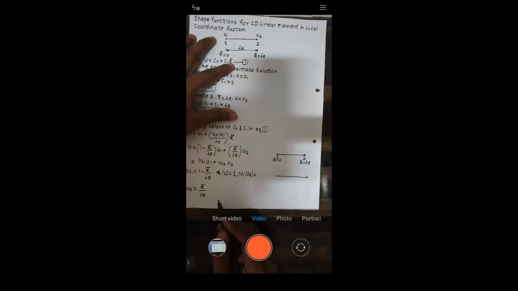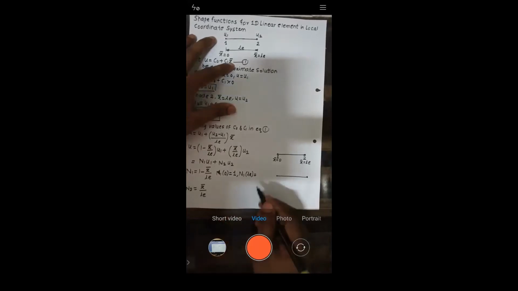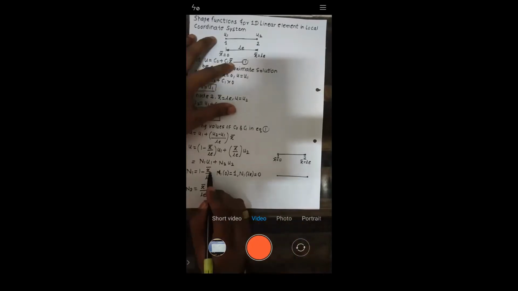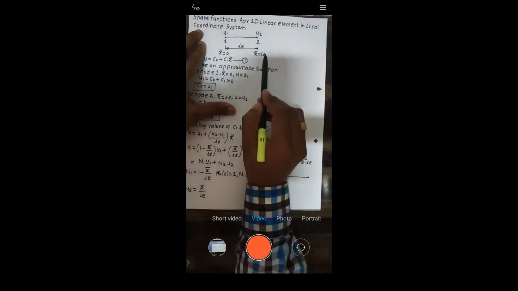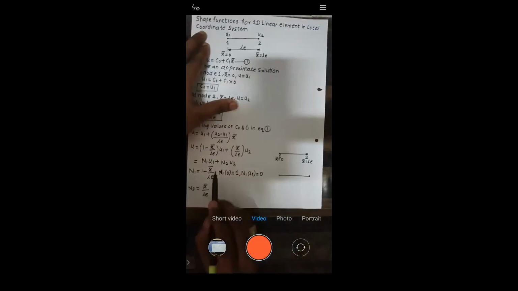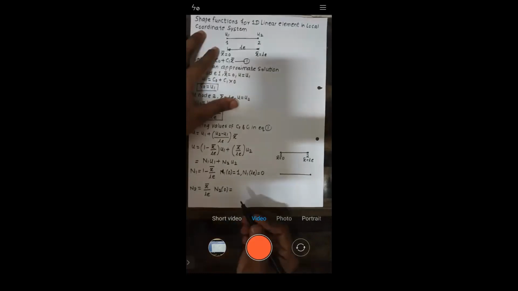See here. When you put x bar, we need to put only the two boundaries. What is the first boundary? 0. And what is the second boundary? LE. So that's what we are doing. We are putting the first boundary as 0, so we are getting 1. We are putting the second boundary LE, so we are getting 0. Now, a similar thing is going to happen with N2. In N2, you put x bar is equal to 0, you get 0. Now here you put x bar is equal to LE, you get 1.